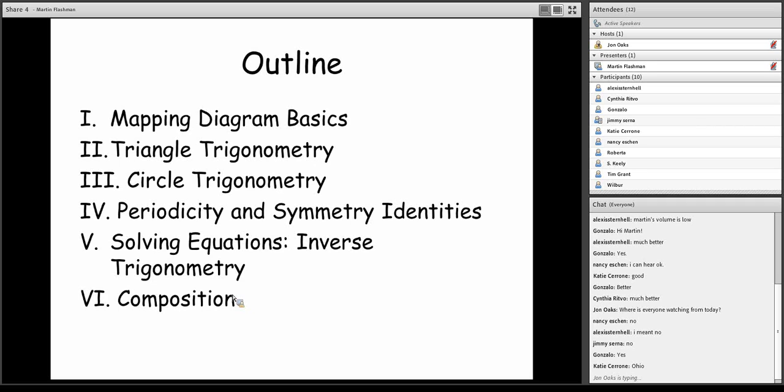Okay, I'm going to talk about first mapping diagram basics, then a little bit about triangle trigonometry and how mapping diagrams can fit in that, then the circle trigonometry where the mapping diagrams are a key connector to the circle trigonometry, then a little bit about the identities that you can visualize with the mapping diagrams, periodicity and the symmetry identities especially, and then on to solving equations and the related topic of inverse trigonometric functions, and finally, the real kick is understanding compositions of trigonometric functions and seeing how that works with mapping diagrams. So that's the outline.